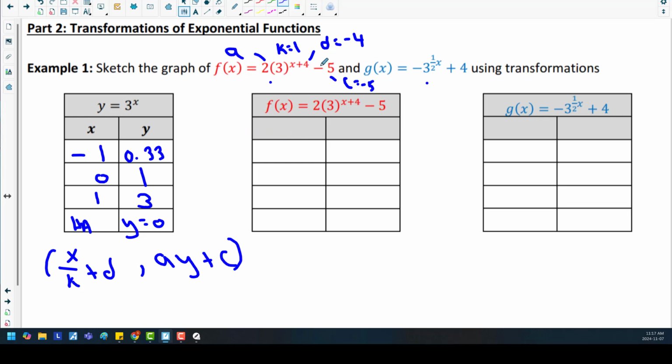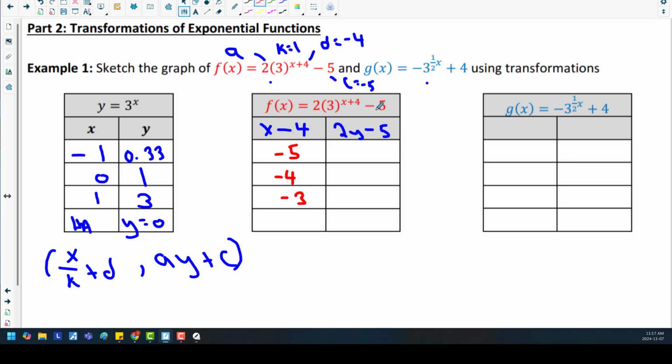So let's plug these into this equation, x over k plus d. K is 1, so x over 1 is just x. And d is -4, so that's x minus 4. And as for my y column, a is 2, so it's going to be 2y minus 5. And I transform the values from my base function using this equation. So substitute -1 into x minus 4. -1 minus 4 is -5. 0 minus 4 is -4. And 1 minus 4 is -3.